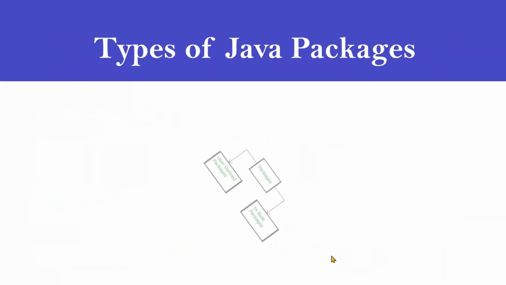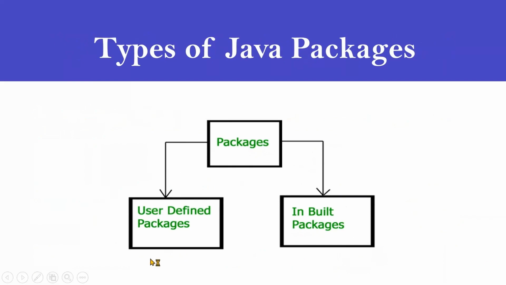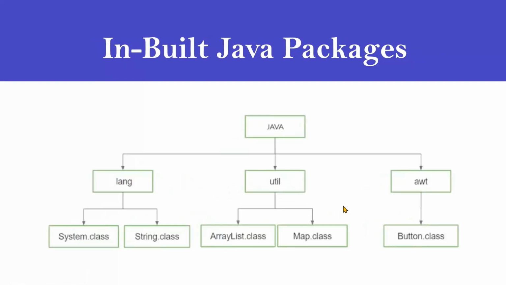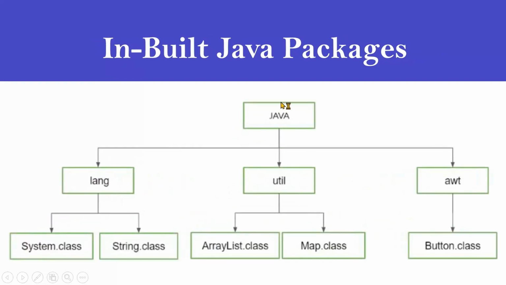Types of Java packages. Now we have user defined packages and inbuilt packages. Inbuilt are predefined packages. Coming to the inbuilt Java packages, here we have listed a few. So we have java as the main package. Under that is the subpackage lang. Under that we have the System class and String class, the util package with ArrayList and Map classes, and the awt Button class. These are only a few classes we have written, but you have a number of classes in each and every subpackage.